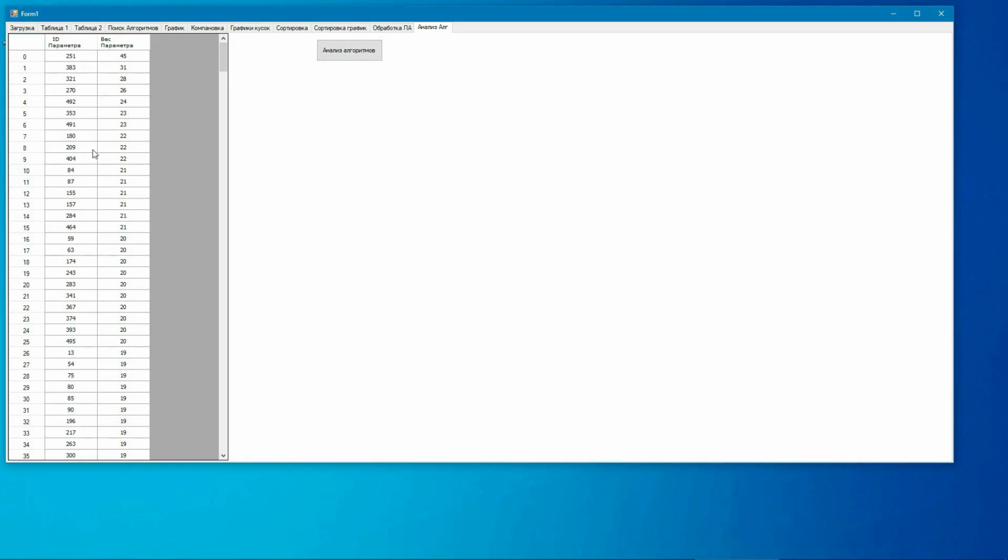You can see a table where the first column shows the parameter number, and the second column shows the number of algorithms in which this parameter is present, that is its weight. The table is sorted in descending order of weights. The weight value for this parameter may vary depending on which algorithm package is being analyzed.